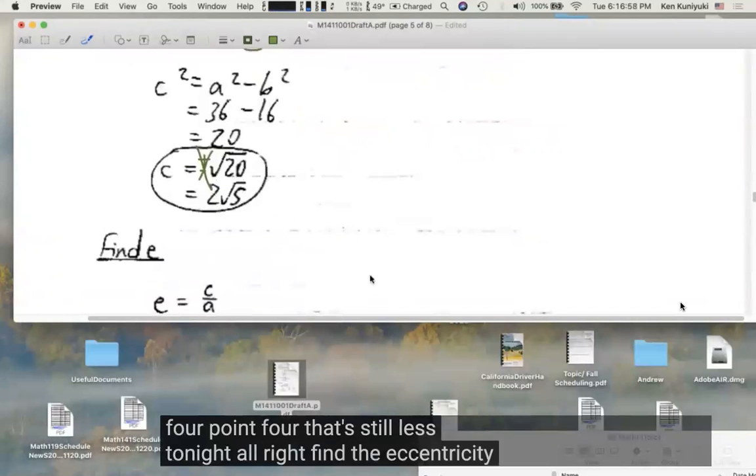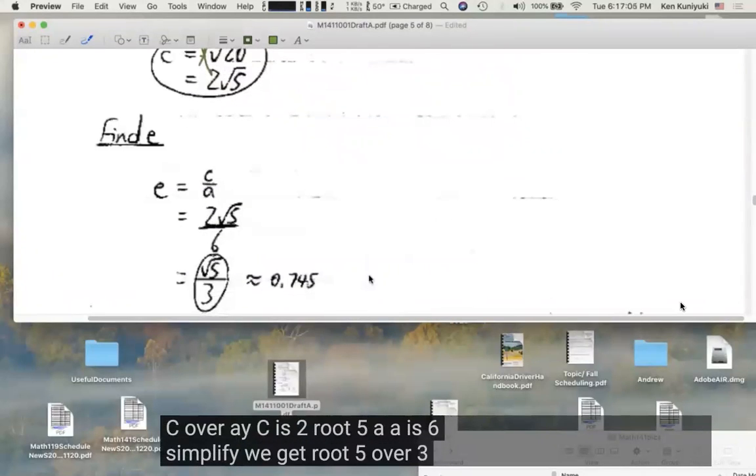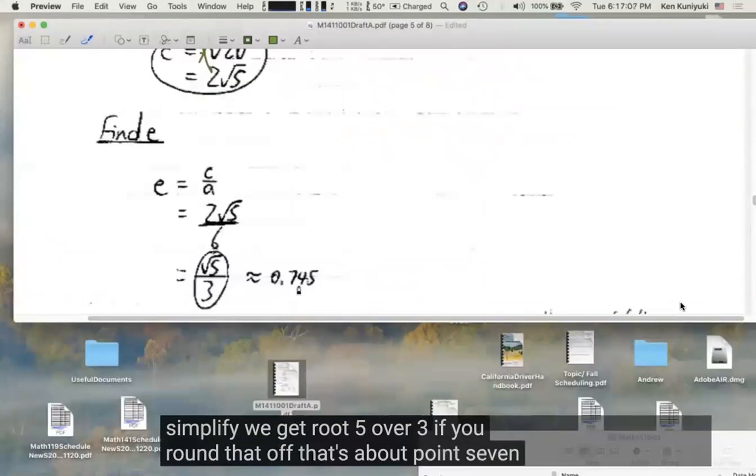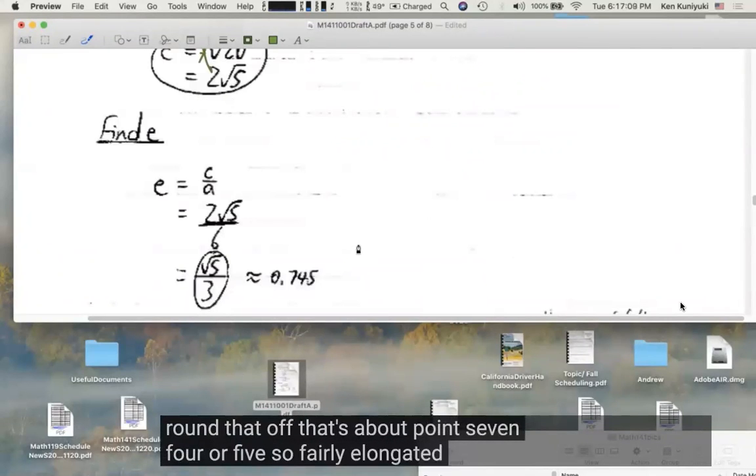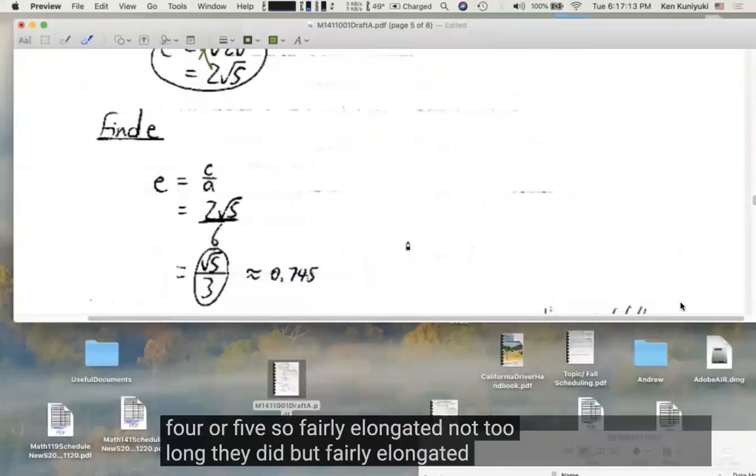Right. Find the eccentricity, c over a. C is 2 root 5, a is 6. Simplify, we get root 5 over 3. If you round that off, that's about 0.745. So fairly elongated, not too elongated, but fairly elongated.